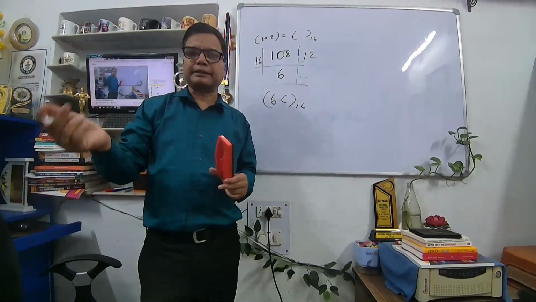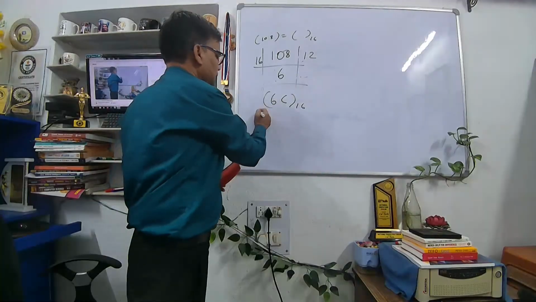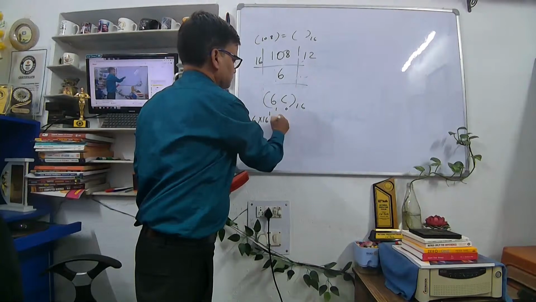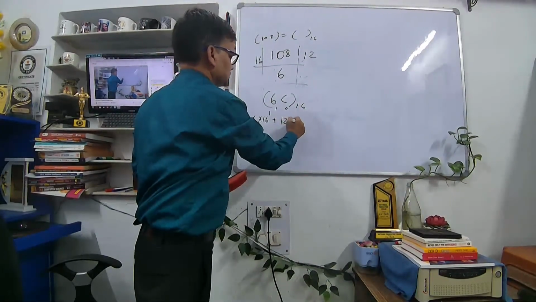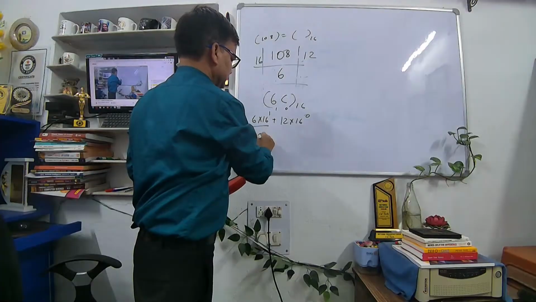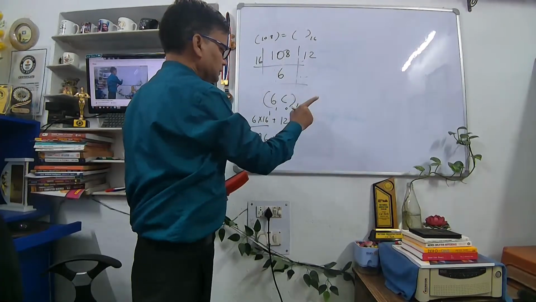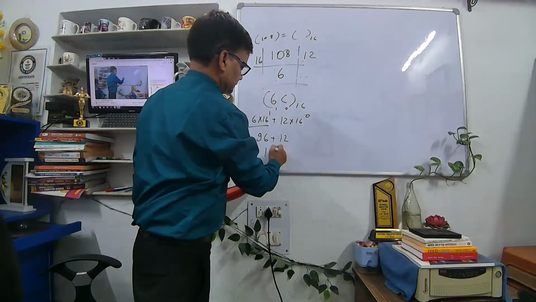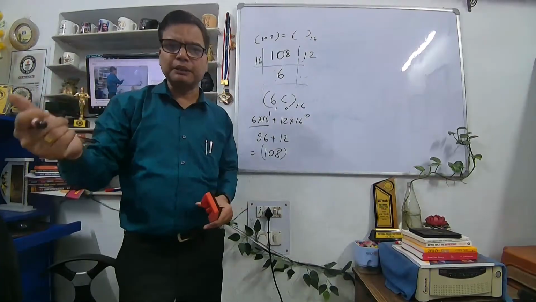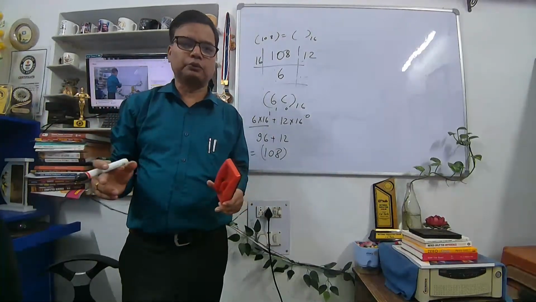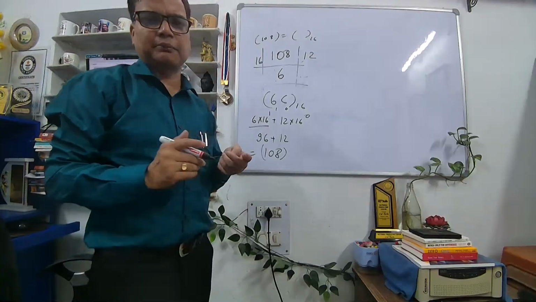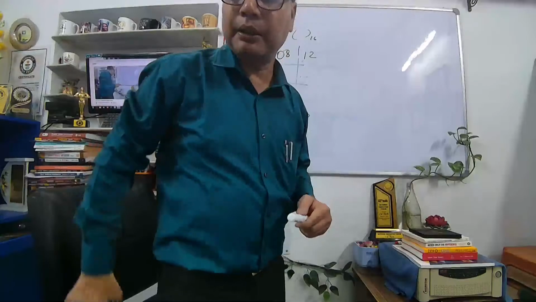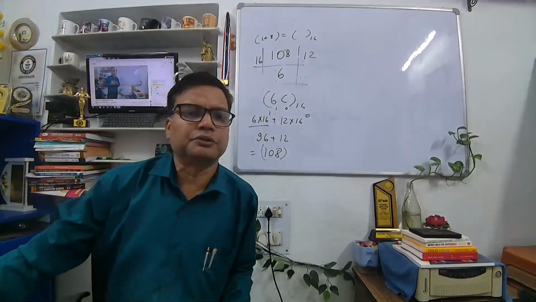And now if I convert this hexadecimal to decimal, 6C in hexadecimal, it is 6 into 16 to the power 1 plus C, which is 12, into 16 to the power 0. 16 6s are 96, plus 16 to the power 0 is 1, so 12 into 1 is 12. This is 108. So decimal to hexadecimal, hexadecimal to decimal you can also do. This is the basic number system, the conversions decimal to binary, binary to octal, octal to hexadecimal, and all other conversions you can do easily using this logic.